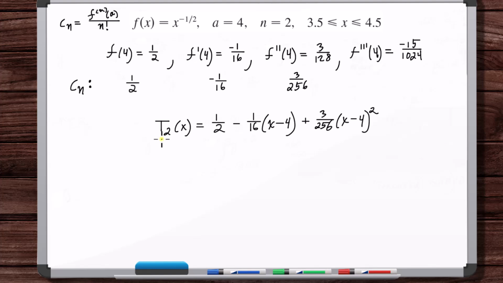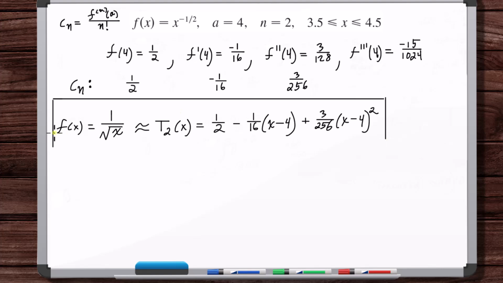That's t sub 2. All right, now this is approximately equal to the function, right? That's it. There you go.